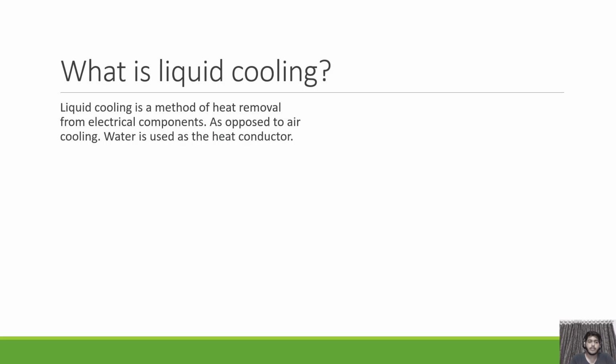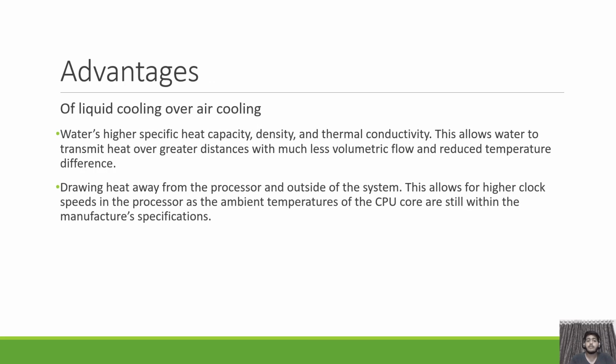So at that time we need water, a coolant, or other liquids or nitrogen. What is liquid cooling? Basically, liquid cooling is a method of heat removal from electrical components. As opposed to air cooling, water is used as the heat conductor. What is the advantage of liquid over air? Water has a high specific heat capacity, density, and thermal conductivity. This allows water to transmit heat over a greater distance with much less volumetric flow and a reduced temperature difference, drawing heat away from the processor and outside of the system.